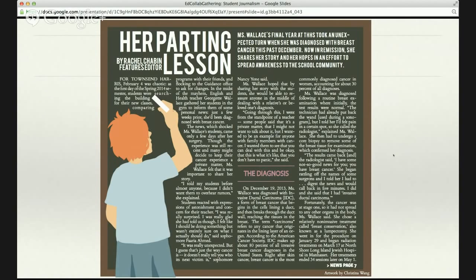Here's an example of a great feature that our writer wrote last year, and they designed this whole layout. This is from our print edition. And I want you to just get a sense of how the narrative is working here. This is how she opens her article.